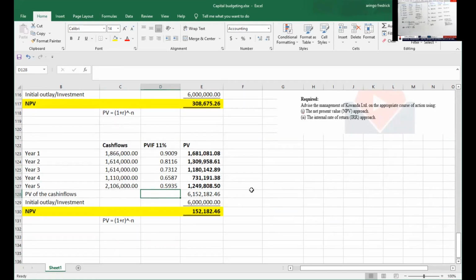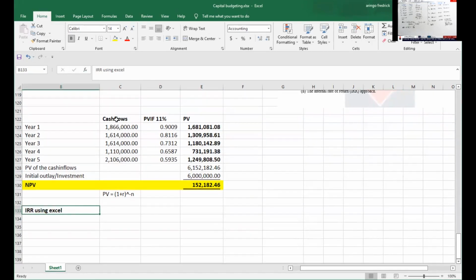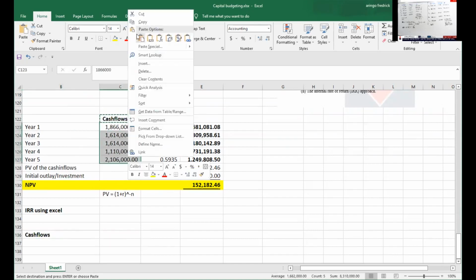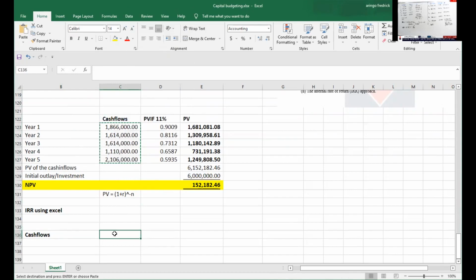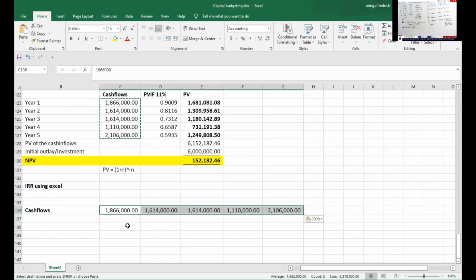So my task here is we want to determine our IRR, internal rate of return, using Excel. That's the concept that I want you guys to master and have in mind. So this is what you're going to do. I'm going to take our cash flows. Of course, I'll be having all this, so I'm just going to paste them here. Then I transpose them to have them at that point.